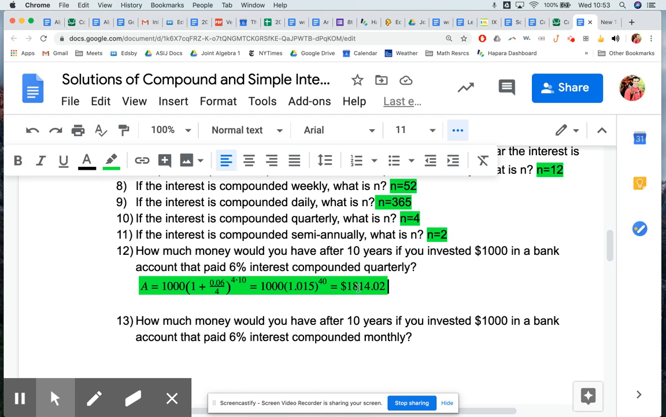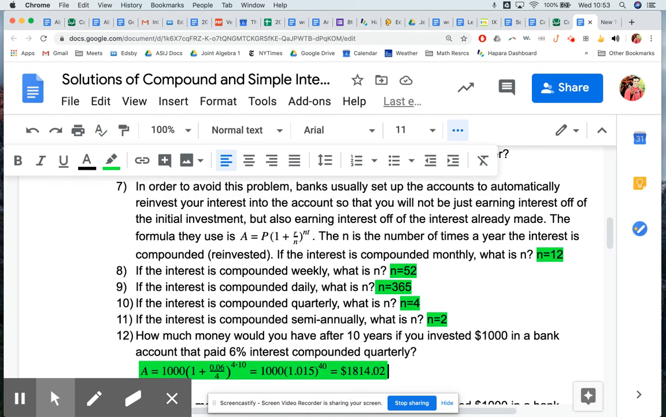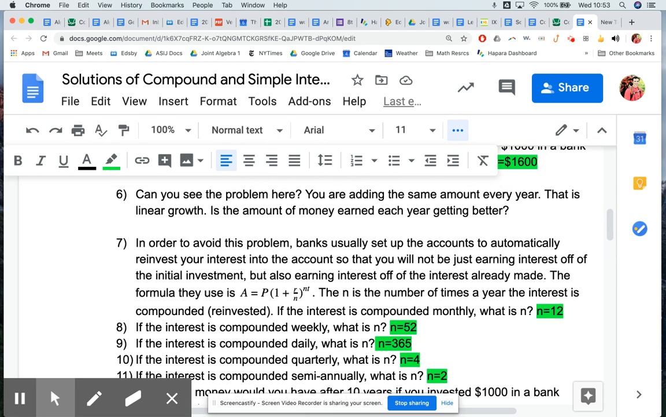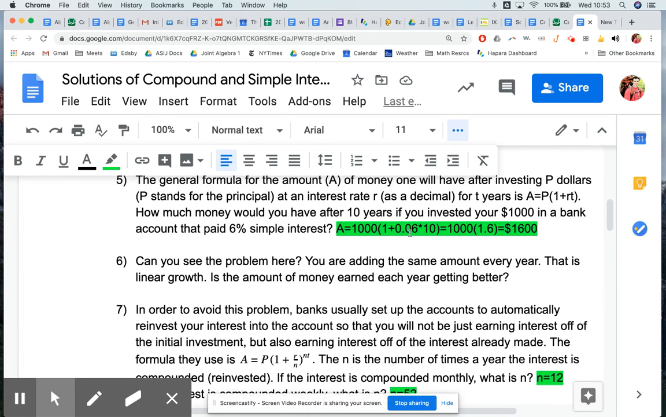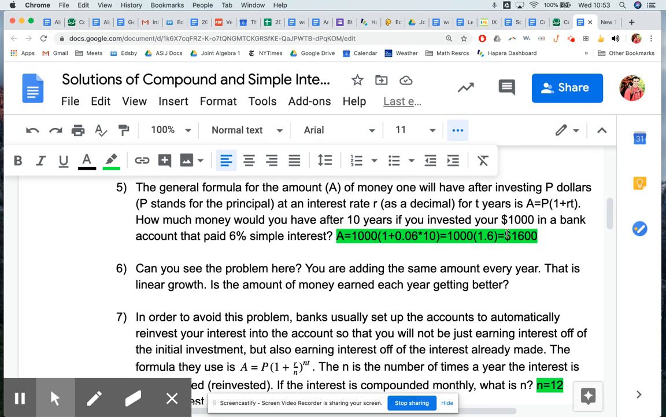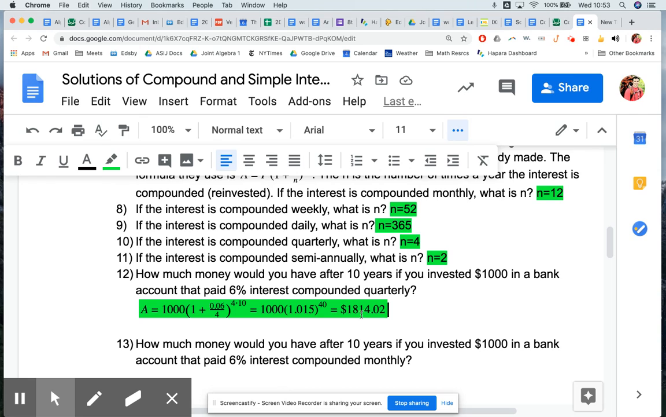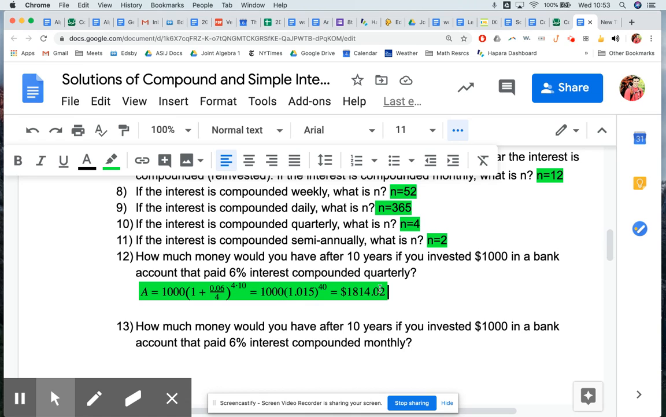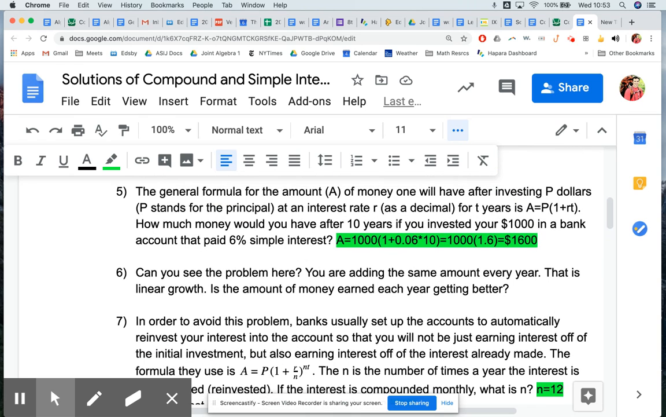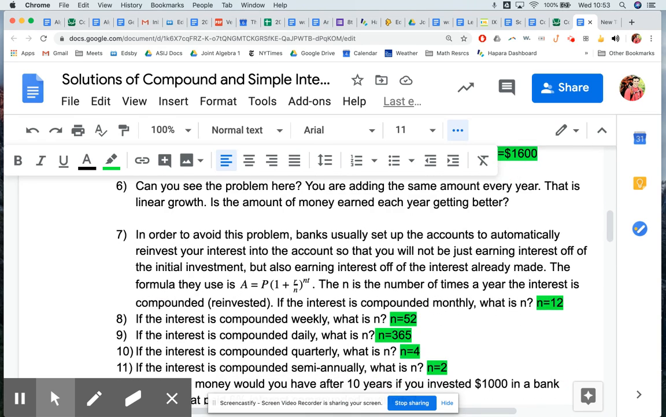I get $1,814.02, which, interestingly enough, back when I was doing simple interest, I was using the same money at the same interest rate, and I got $1,600 after 10 years. $1,600. Now I have $1,814. So compounding interest is better for me if my bank does that. So I will probably switch to a bank that compounds interest, which pretty much all banks do now. They realize that people want to earn interest on their interest, not just on their principal.